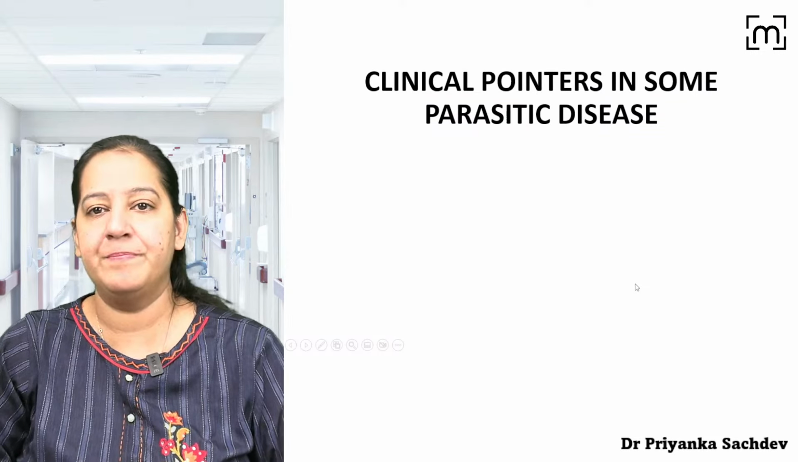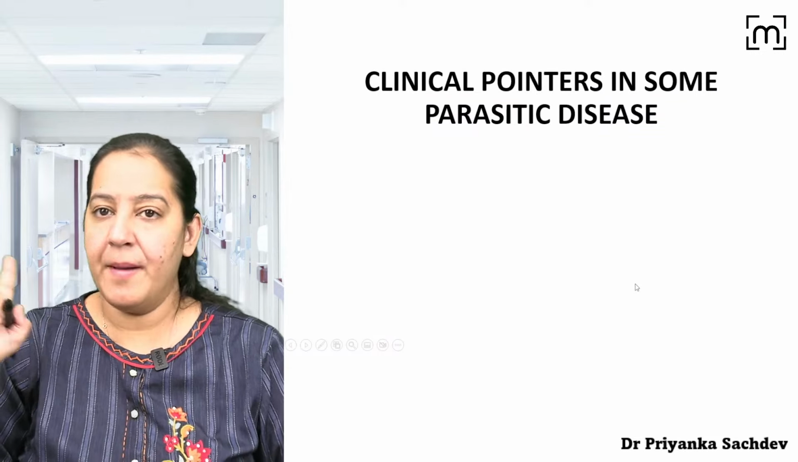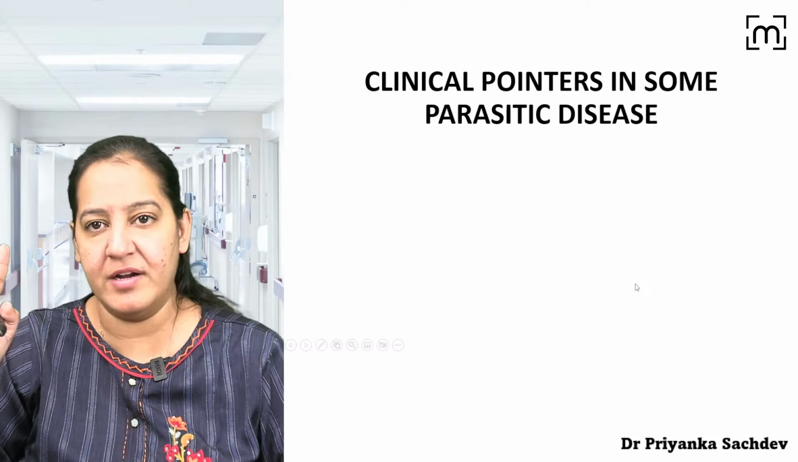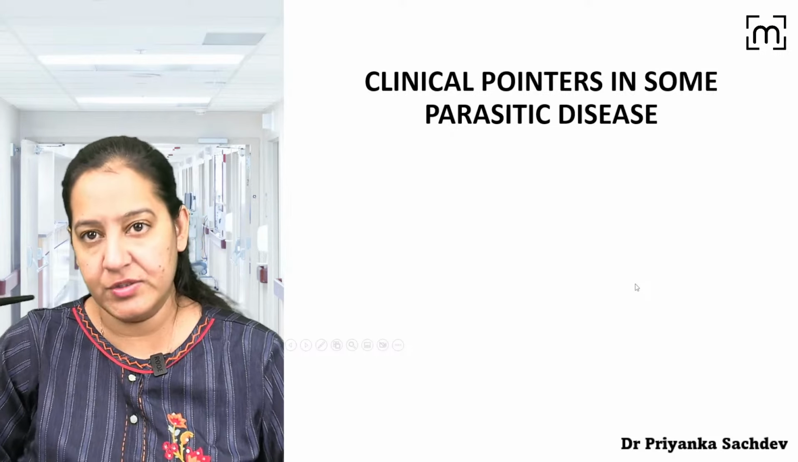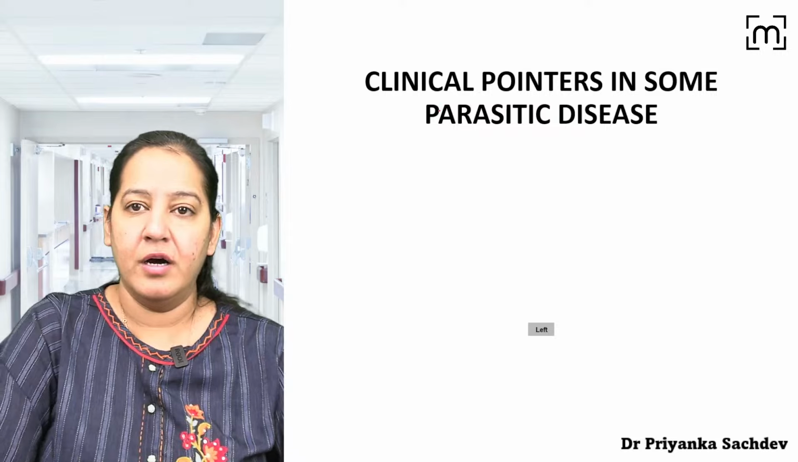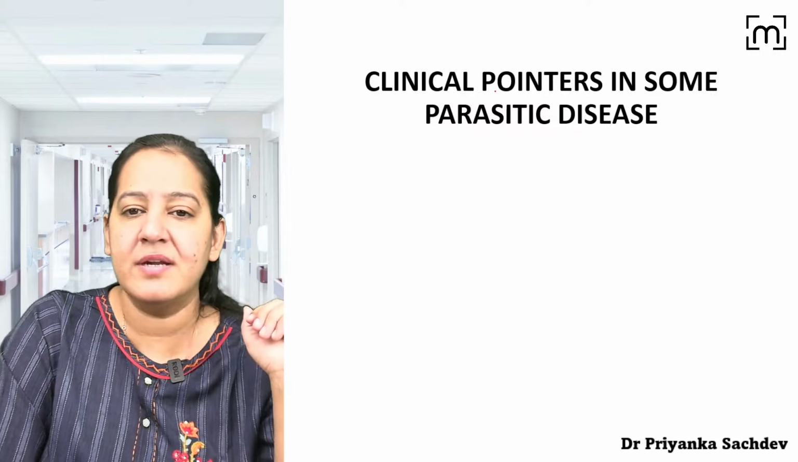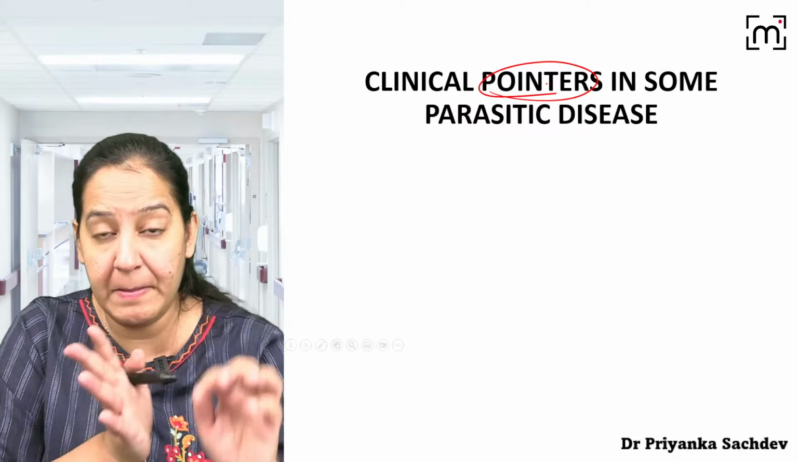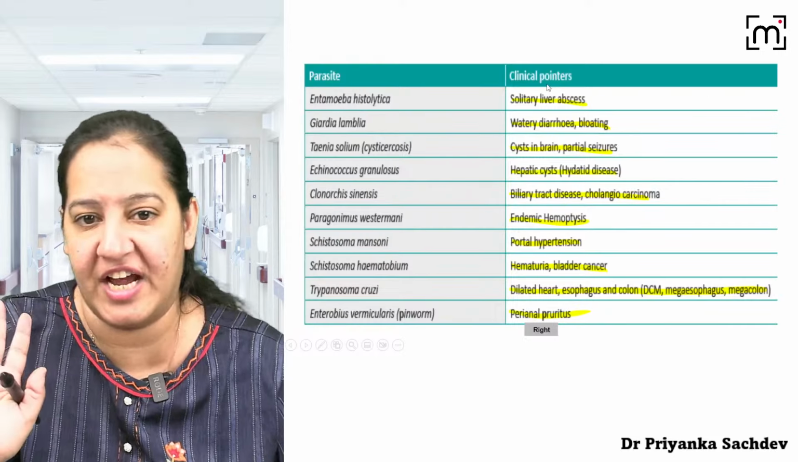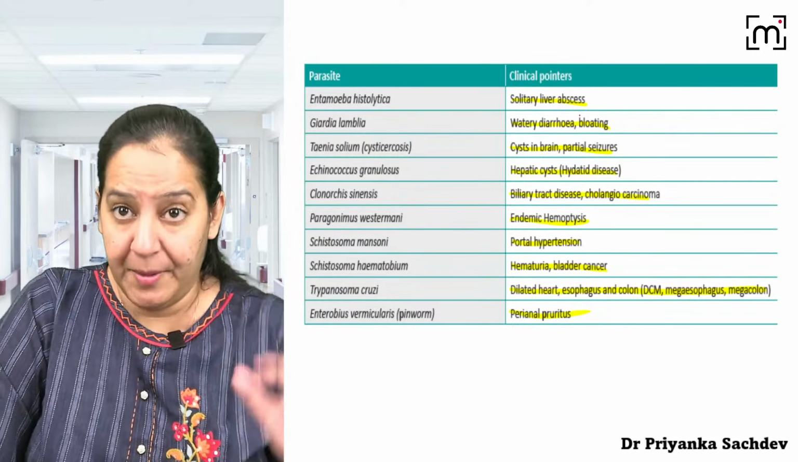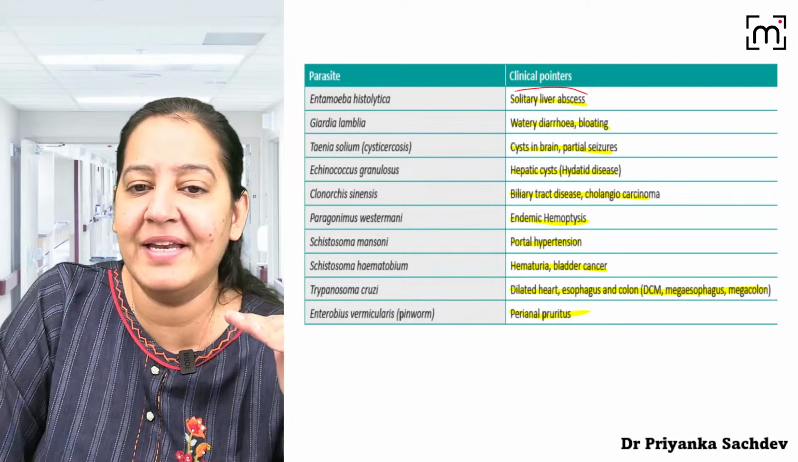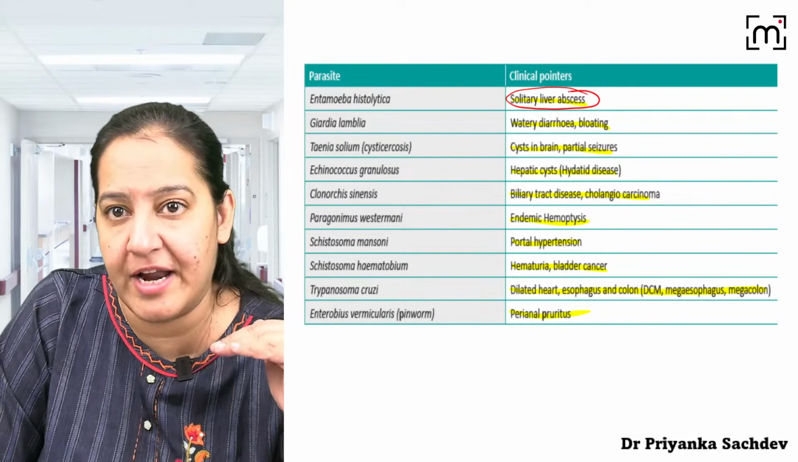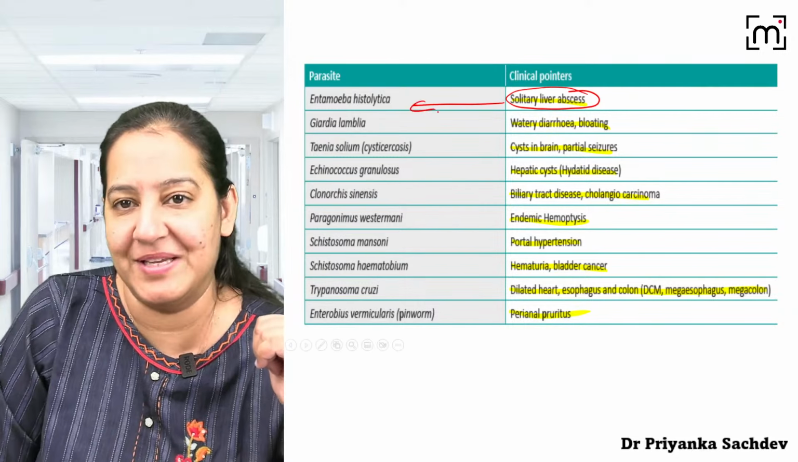Okay. Now I'm giving you a list. These were the mnemonics we have learned in the entire parasitology. Now there is a short list important for you. You will get big clinical questions now. There are some pointers in the question that will point you towards a specific diagnosis. For example, if there is some parasite causing solitary liver abscess, the answer is going to be Entamoeba histolytica.